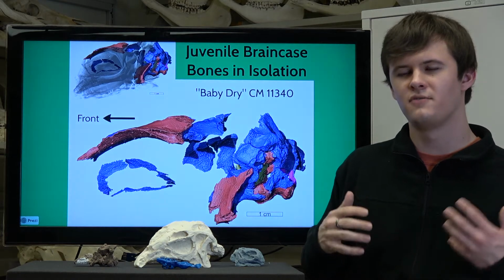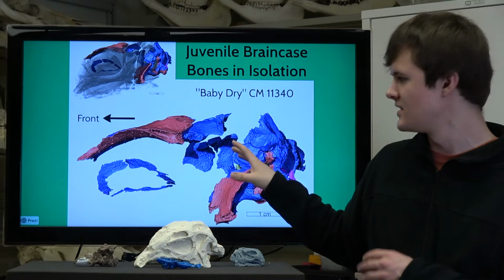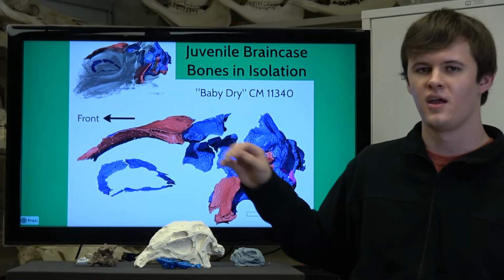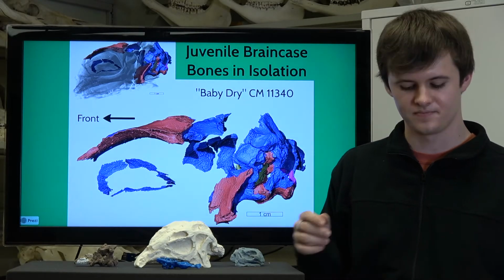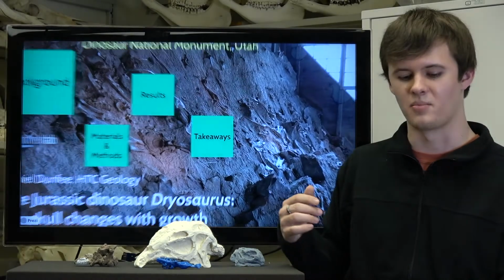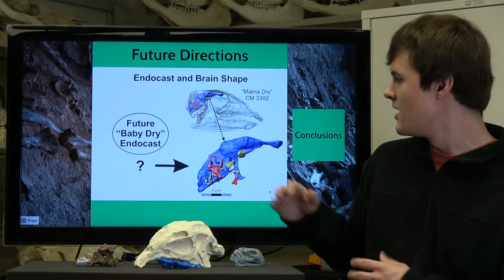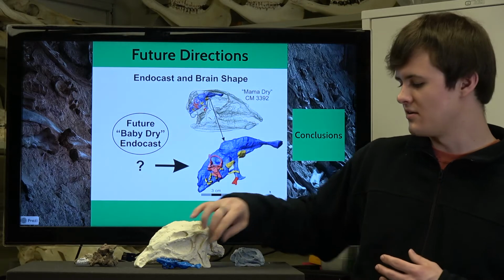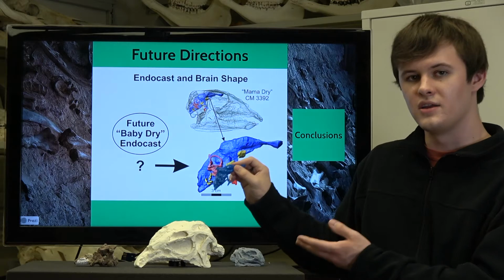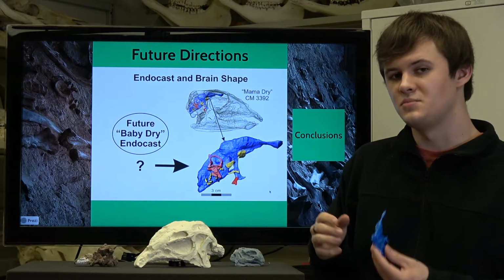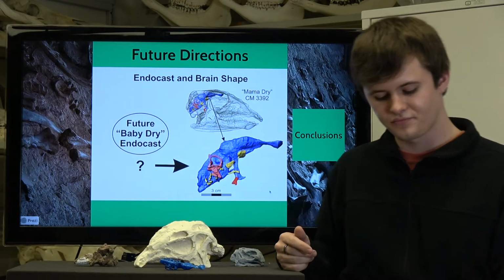In baby dry thus far, I focused primarily on the bones surrounding the brain, called the brain case, shown here in isolation. By studying these brain case bones, we can get a better sense of the brain itself. And so the next step of my project is to take those brain case bones and generate from them a 3D model of the brain itself, called an endocast. Other members of Whitmer Lab have already made an endocast for mama dry, which allows me to study the change in brain shape between baby dry and mama dry.